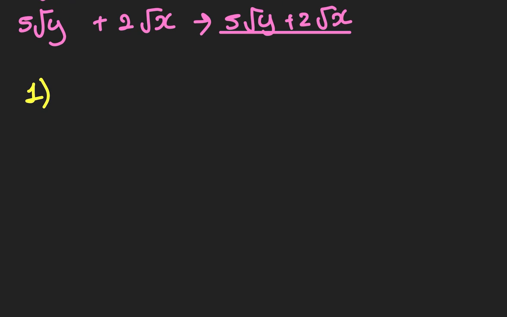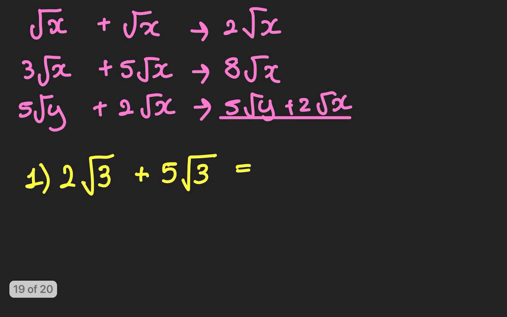Alright, the question states 2 root 3 plus 5 root 3 is equal to what? So in this case, the same formula we just applied. So we know that the value inside the root is the same, meaning that these two numbers will remain the same constant during the entire process of solving the addition.